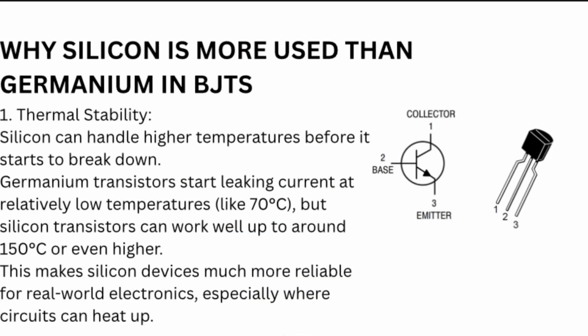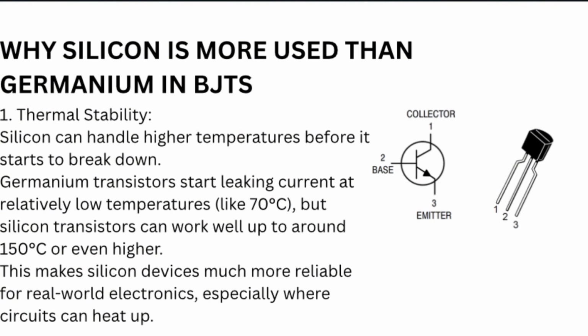Why is silicon more used than germanium in BJTs? So first is thermal stability. Silicon can handle higher temperatures before it starts to break down.